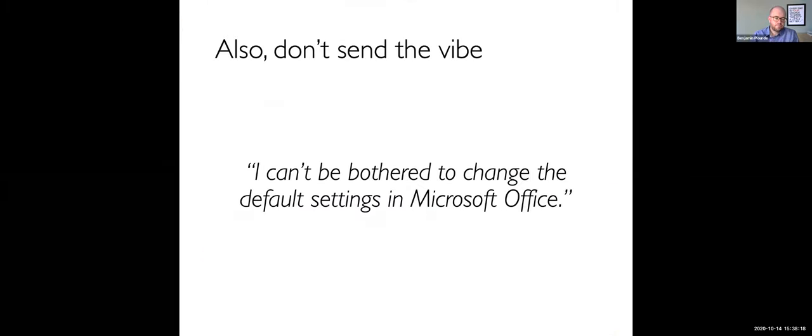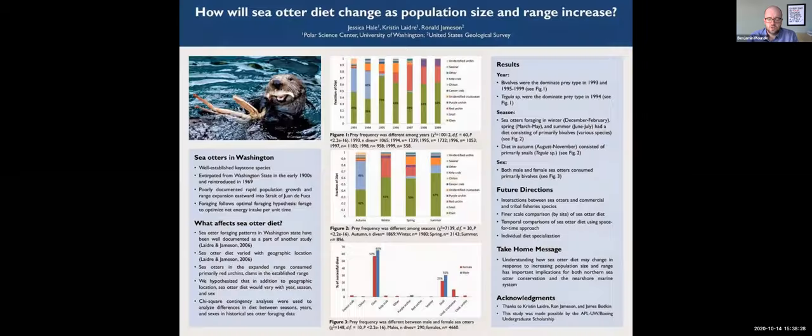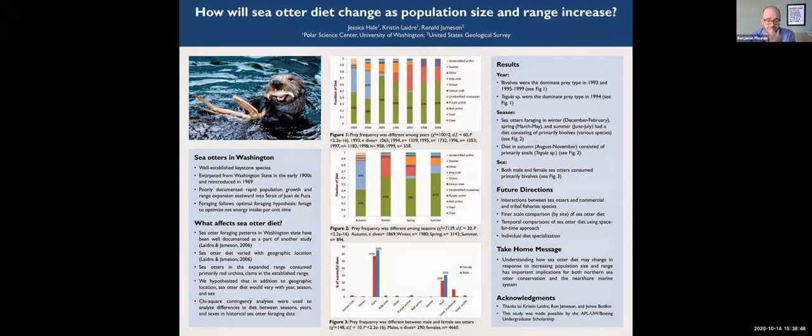One thing I recommend you avoid is sending the vibe that you can't be bothered to change default settings in Office. In this otter poster that we looked at before, the color palettes in the graphs are the default Excel colors. When you make such a graph in Excel, it gives you those colors. Not everyone cares, but there's a subset of us out there that walk by and think, Excel, lazy. So change it. You have a lot of options here. Use the eyedropper, grab the color of the water here, put that in the graph. Use just this blue instead of a slightly different blue. That helps build the visual identity of the poster.